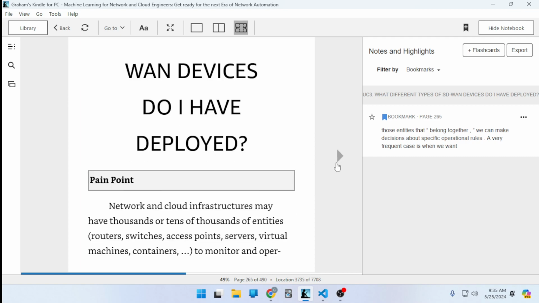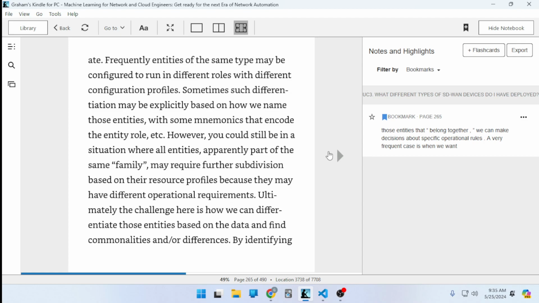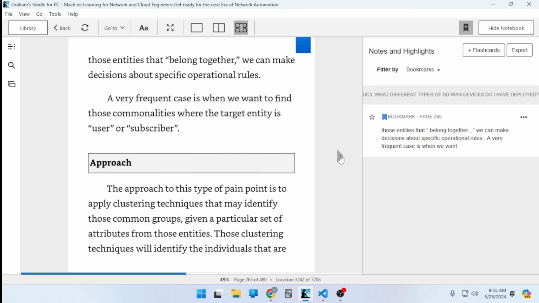Basically, the problem is, what different types of SD-WAN devices do I have deployed? How can you group your devices together? Sometimes on the network edge, depending on what your network looks like, you can have multiple different models doing the same thing. So should you group them by the model? Should you group them by the function? They seem to all apply to the same family, but further subdivision based on their resource profiles, because they have different operational requirements, might be necessary. So the challenge is how we can differentiate those entities based on the data and find commonalities and/or differences to classify them in an appropriate way.